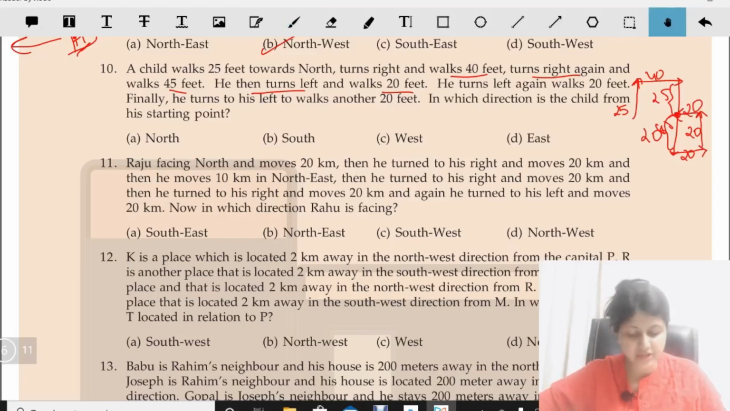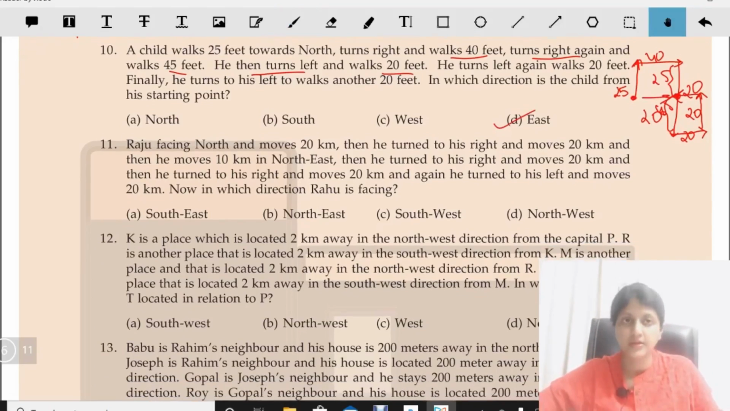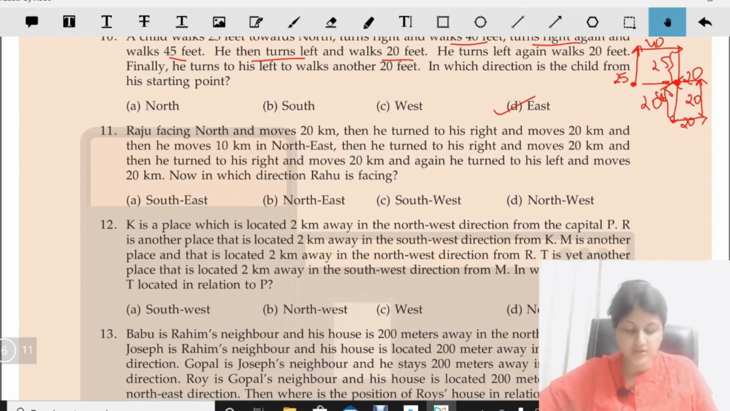In which direction is the child from the starting point? His starting point is here and he is here. So in which direction is he? East. Okay. Question number 11.